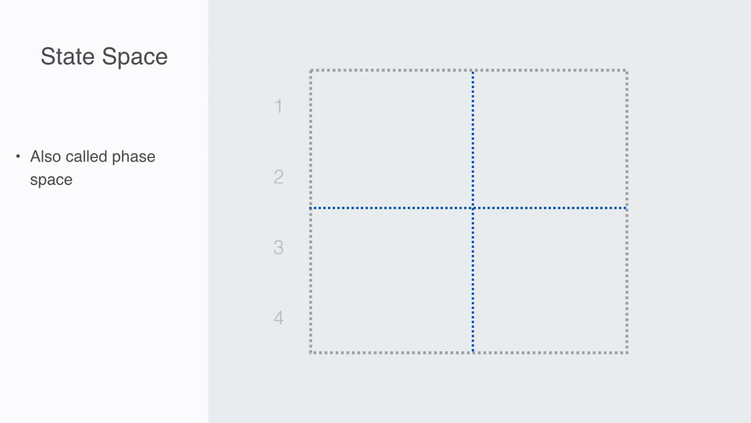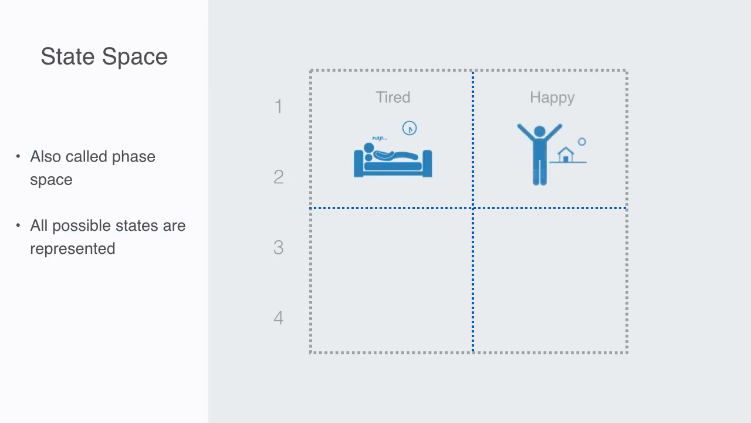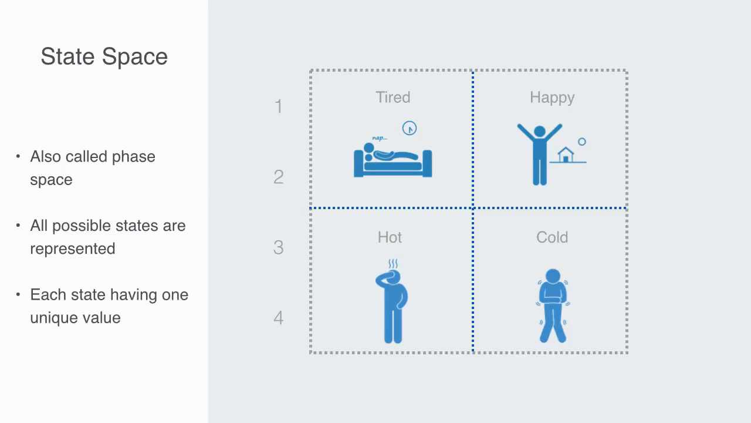A state space, also called a phase space, is a model used within dynamic systems to capture this change in a system state over time. A state space of a dynamical system is a 2 or possibly 3-dimensional graph in which all possible states of the system are represented, with each possible state of the system corresponding to one unique point in the state space.